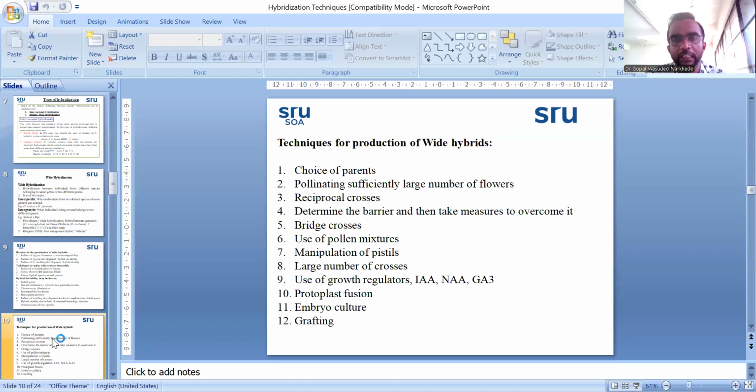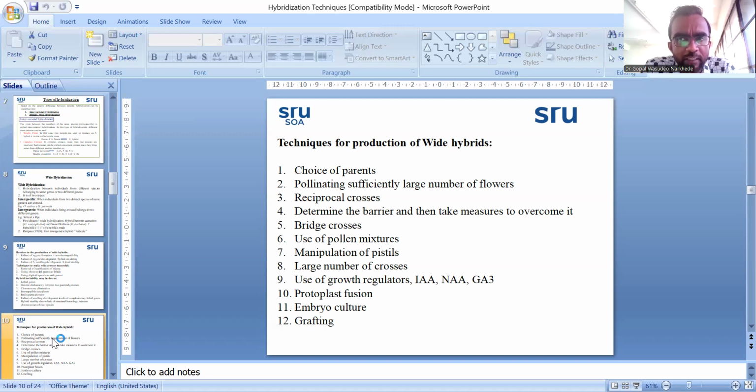So there are some techniques for production of wide hybrids. The first one is choice of parents. You have to select those parents where the crosses will be successful, and both parents should be compatible for germination of pollens. Then second, you have to do pollination on a sufficiently large number of flowers so that you can get an ample amount of seeds.